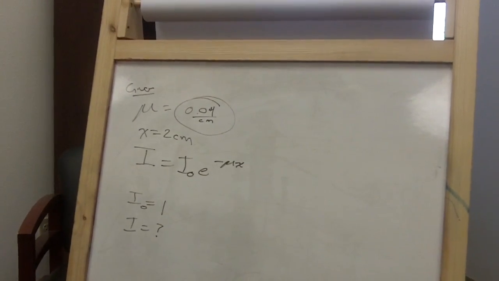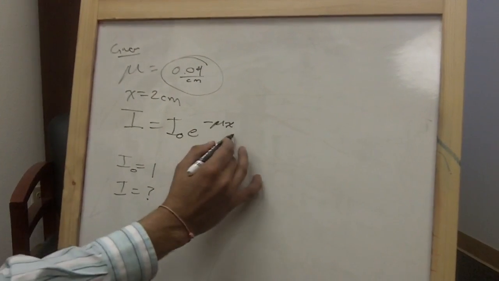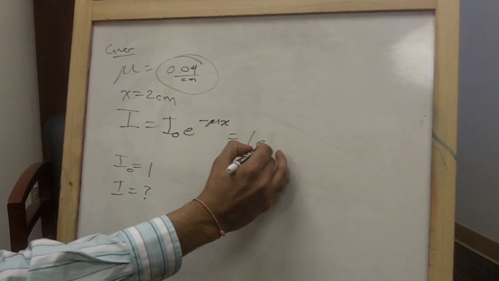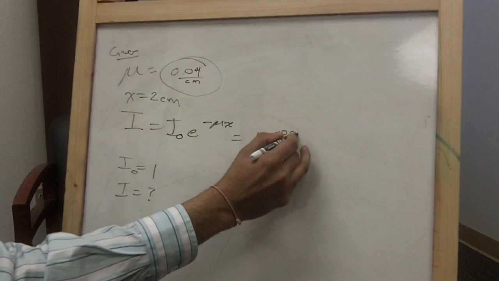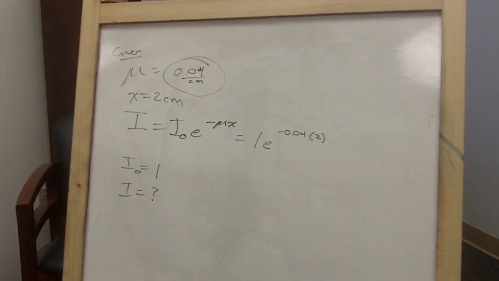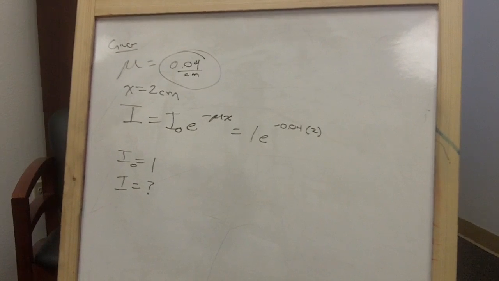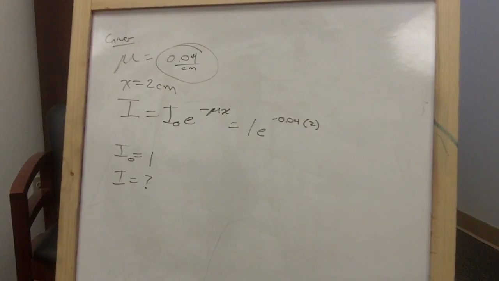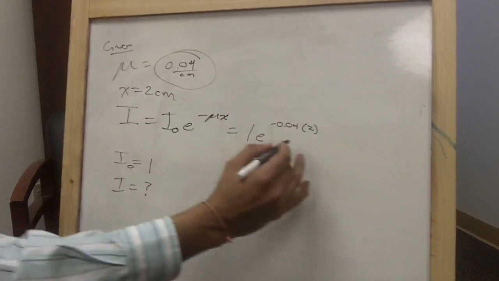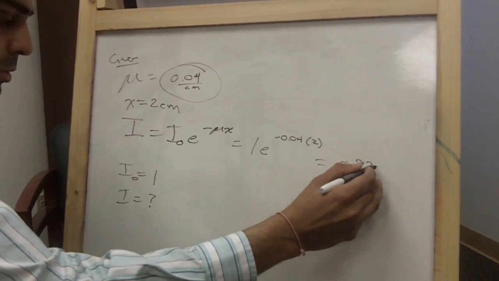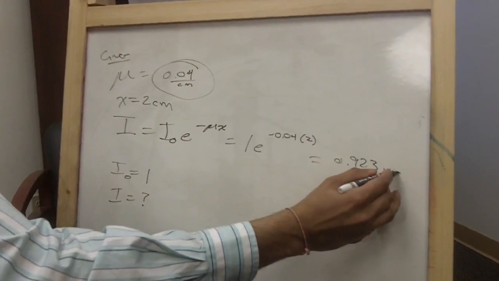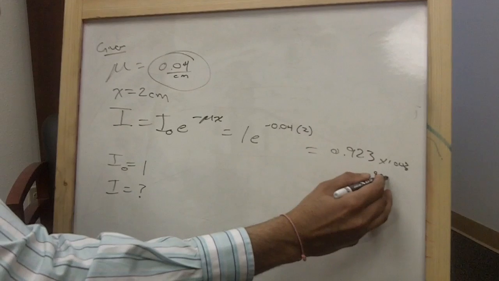Okay, let's set up 3B. I equals 1 times e to the negative 0.04 times 2, because that's our centimeters. What's your answer? 0.923. Correct. Absolutely. Yes. Or if you were to put it in percent from here, you can just multiply by 100%, which equals 92.3%.